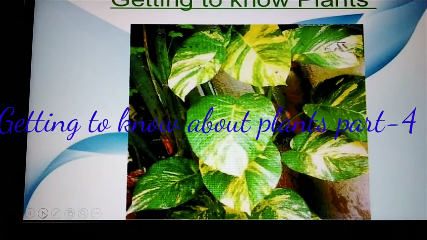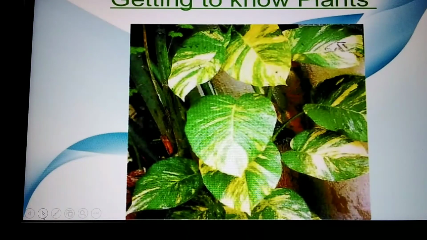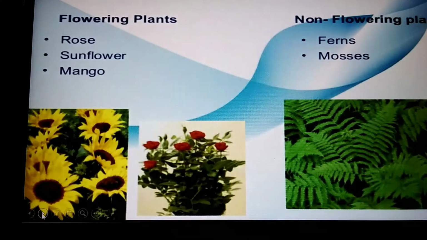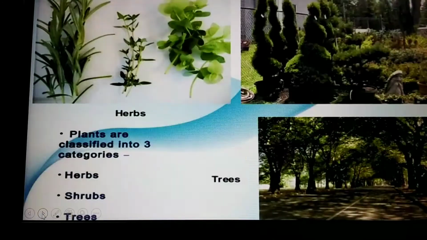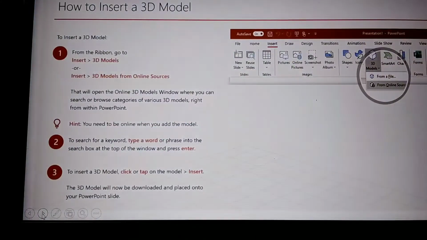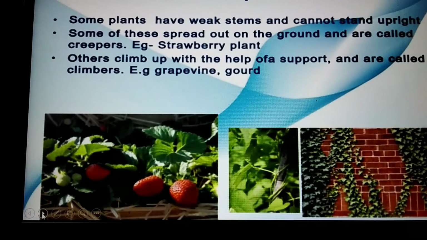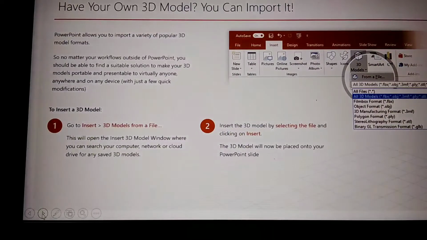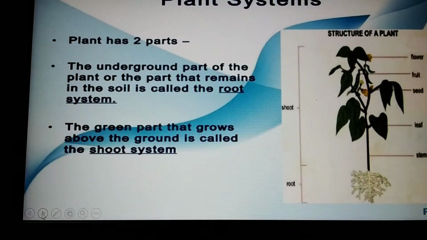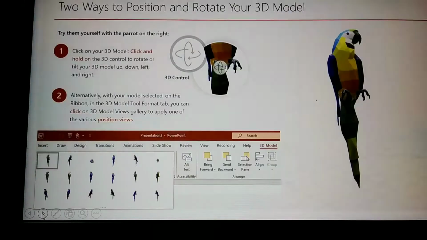Namaste children. Till now, in getting to know plants, what we have studied: the main groups of plants, flowering and non-flowering, with examples. Then the three main categories of plants, herbs, shrubs, trees, and examples. Then weak stemmed plants, creepers and climbers. Then the plant systems, mainly root system and shoot system.